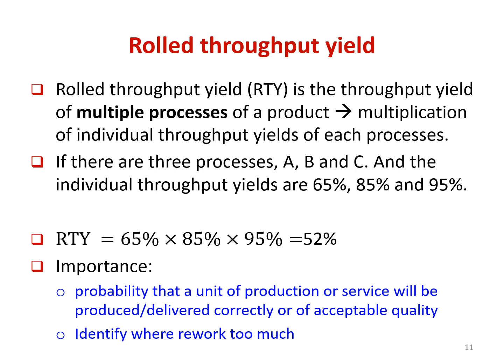The importance of calculating RTY is that it shows us the probability that a unit of production or service will be produced correctly, or at acceptable quality. And also when we compare RTY and FPY, we are able to identify which process has too much rework. So it shows some inefficiencies in the process that need to be improved.